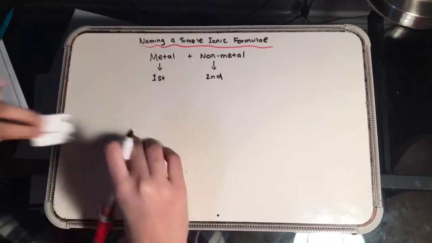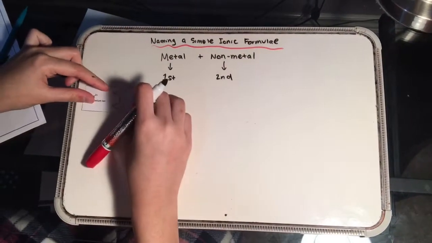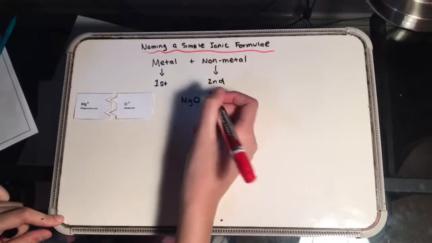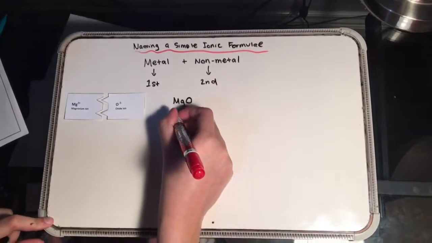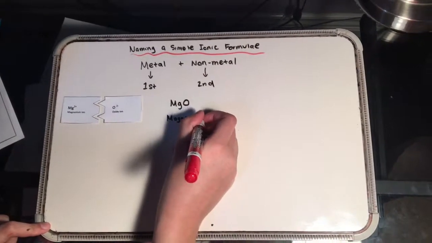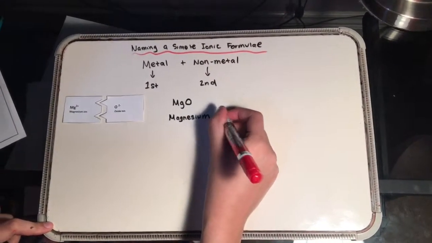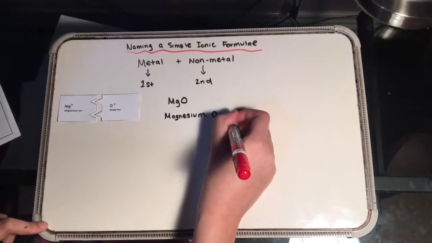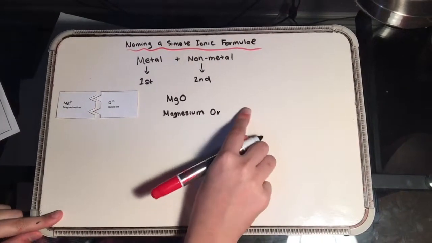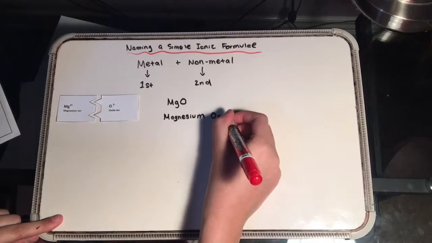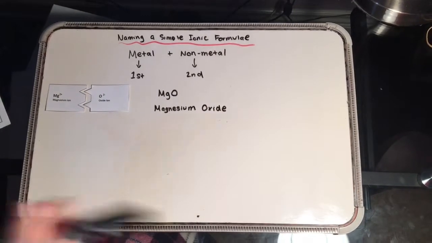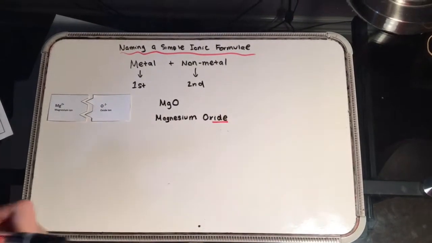The first example we are going to be using is MgO. First we want to write what the metal is, which is magnesium. And then we write what the non-metal is, which is oxygen. But when naming ionic compounds, the negative ion in the binary compounds ends in "ide." So oxygen will turn into oxide. So it is magnesium oxide.